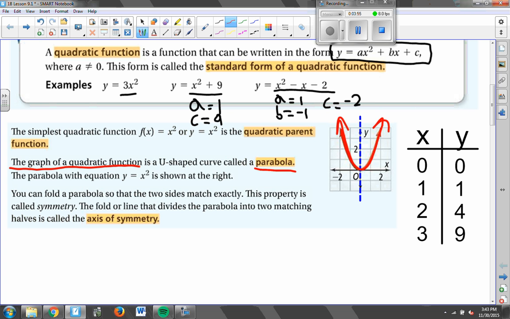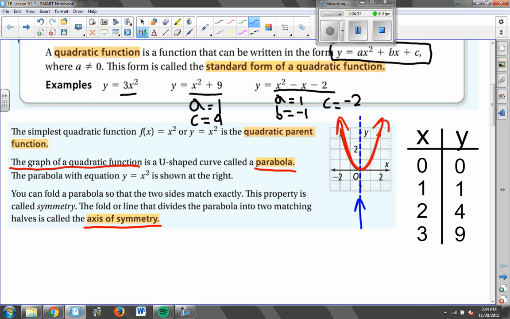You can fold this parabola and every parabola so that the two sides match exactly, because both go on forever, upwards or downwards. This property is called symmetry, right? It's symmetric because we can fold it over onto itself. The fold, or the line that divides the parabola into two matching halves, is called the axis of symmetry. So axis of symmetry is the fold or line that divides the parabola in half. And I have marked it for you with this blue dashed line right there. That is the axis of symmetry.